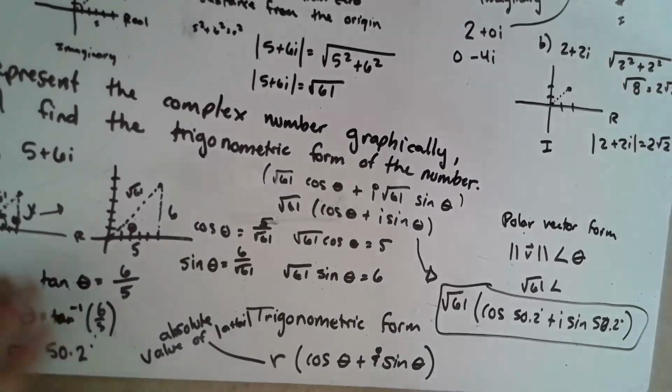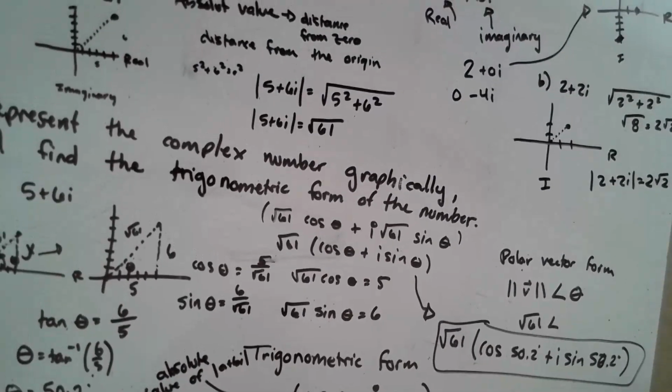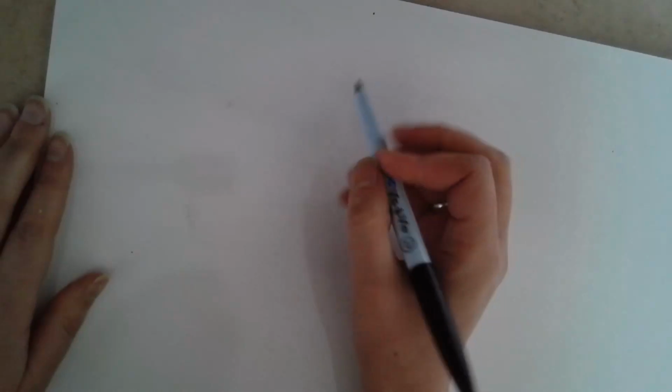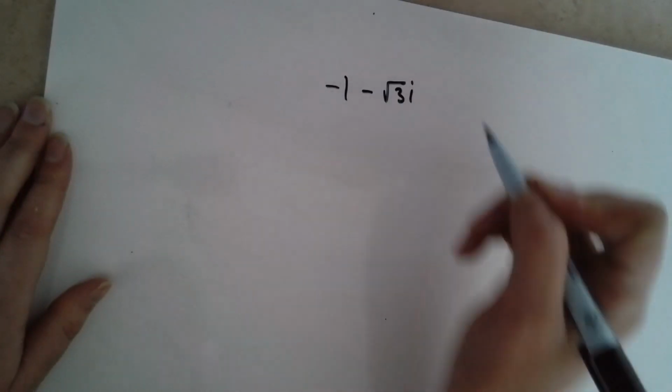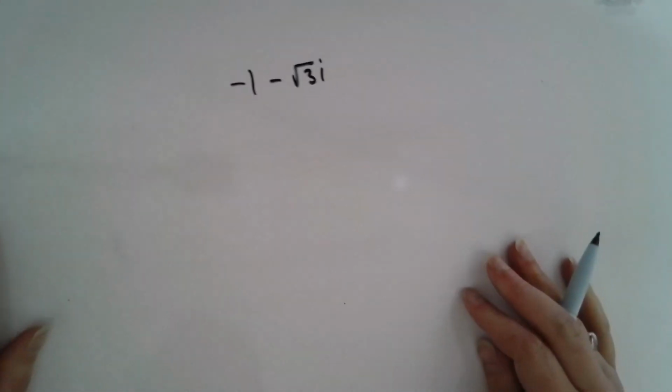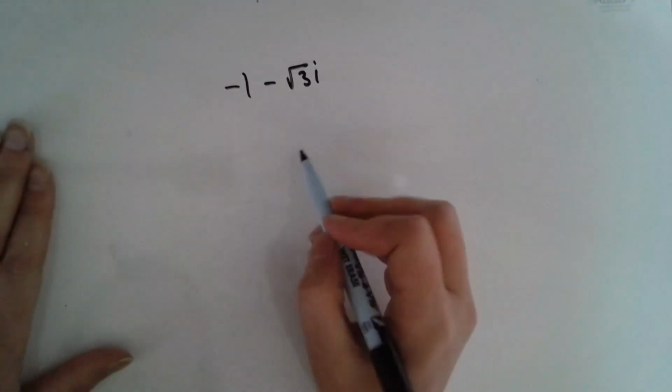Okay, we're going to just do one more of those. This is going to be a longer video, but I think I'll just do one video. So let's say we have -1 minus square root 3i. I want to graph it, and then I want to find the trigonometric form.